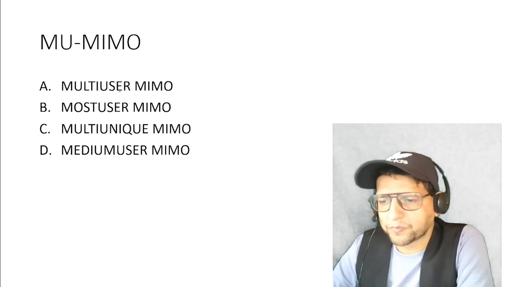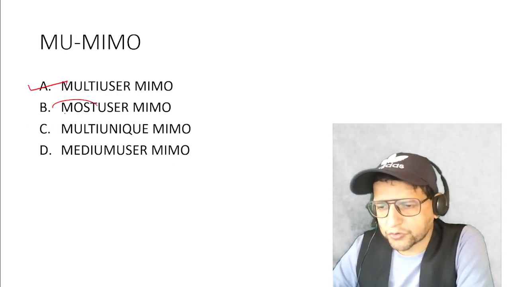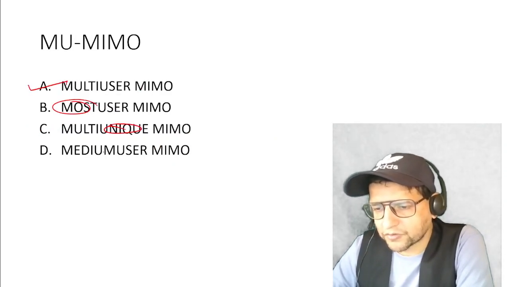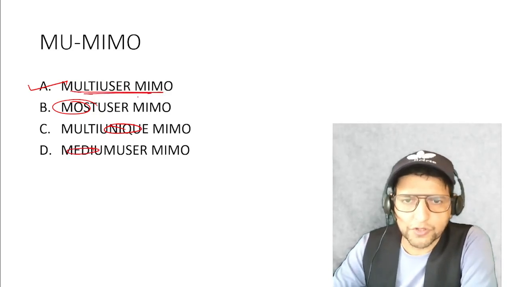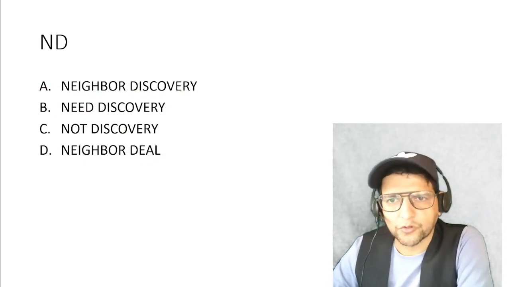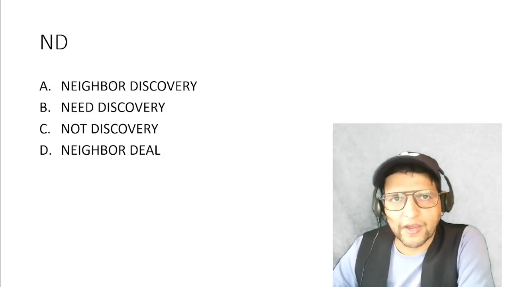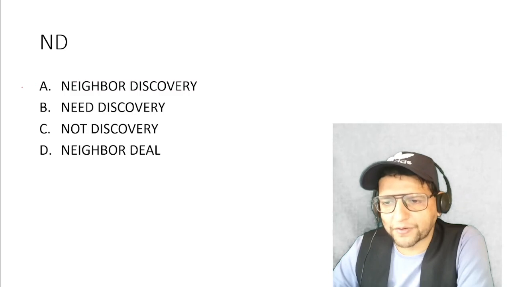MU is your multi-user MIMO, right? It's not most user, it is not unique, it is not medium, right? It is your multi-user MIMO, which you have seen in AC, I guess. 802.11 AC, right? So ND is your neighbor discovery.